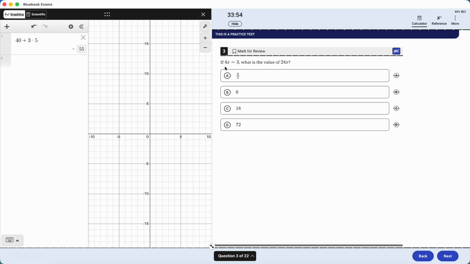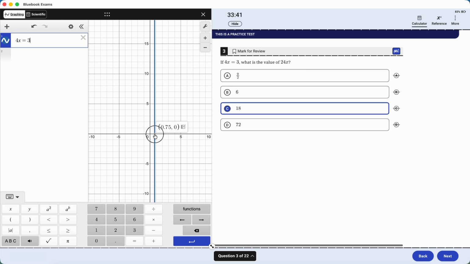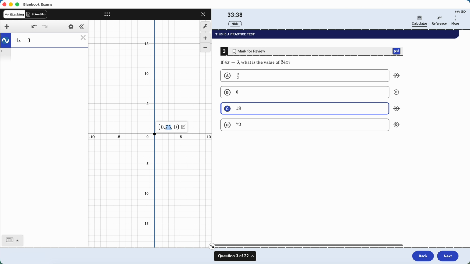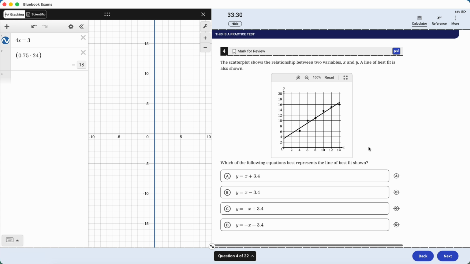Next one, 4x equals 3. What's 24x? The shortcut to this is that you can multiply 4x by 6 to make it 24x. So you just multiply both sides of the equation by 6 and you get this. Otherwise, remember, that's an equation. You could just put it in Desmos. That's what x is, right? And so if I know what x is, 0.75, I would multiply that by 24 that way. So a couple ways. Next one, scatter plot.